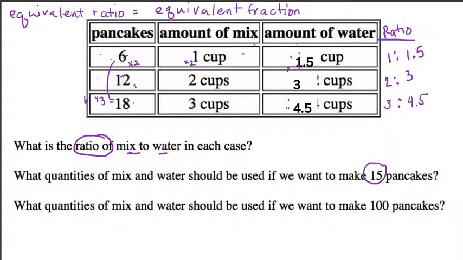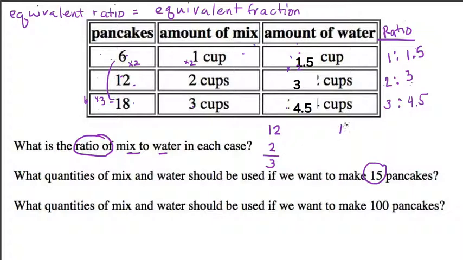I would choose 12, not only because it's close to 15, but if you look at the ratio, it is made of nice whole numbers. 2 is to 3. Okay? So let's do it over here. So for 12 pancakes, the ratio is 2 cups of mix to 3 cups of water. Remember, ratios can still be written this way, okay?